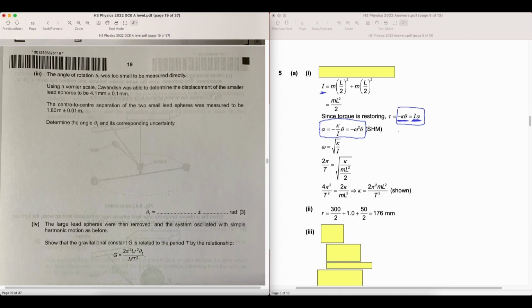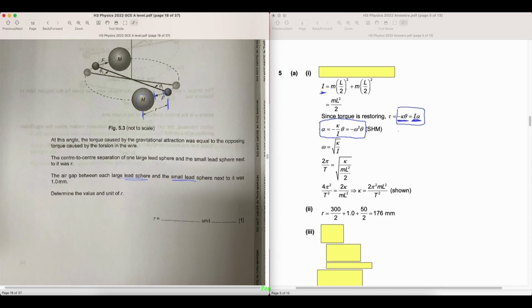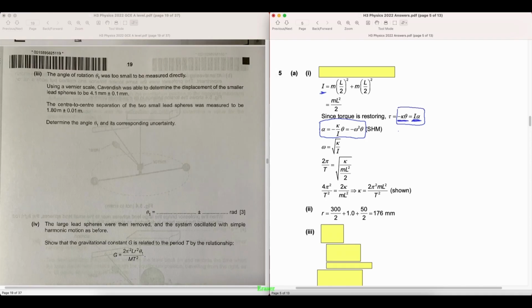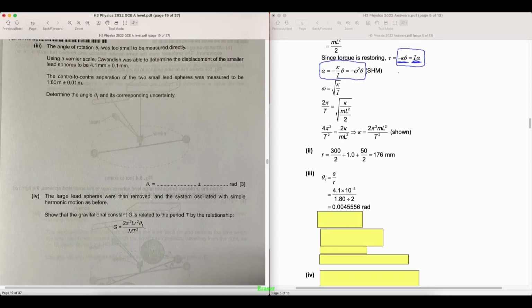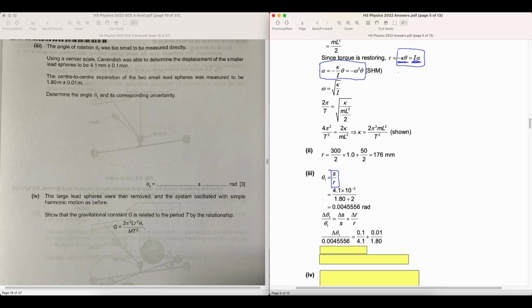Now in part 2, we are told that the rotation is too small to be measured using a protractor, so instead they sought to find the displacement of the small mass, and by using information of the length from the small mass to the center, you can calculate the angular displacement. θ1 is just given by the displacement divided by the distance, which by substituting in the values gives you the following expression. We are also asked to estimate the uncertainty. Because this is a division, the percentage uncertainties add up. So we need to find the percentage uncertainty for both quantities, and substituting in the values given in the question, we obtain the following expression.